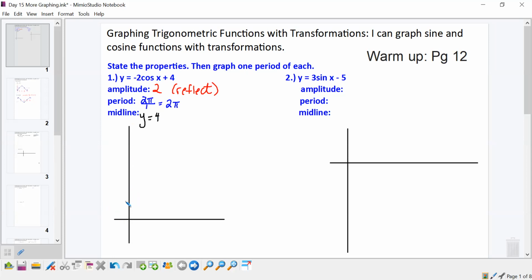So when graphing, I'm going to go to my midline. I like a dashed line there so that I can keep my eye looking there. Then I'm going to go amplitude up and amplitude down. So my maximum will be 6, my minimum is 2. And with a period of 2 pi, I'm going to label my quadrantal angles along the x-axis.